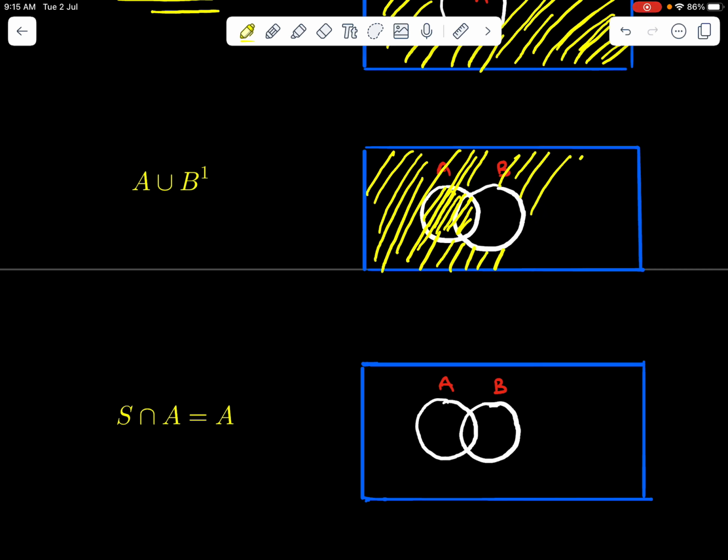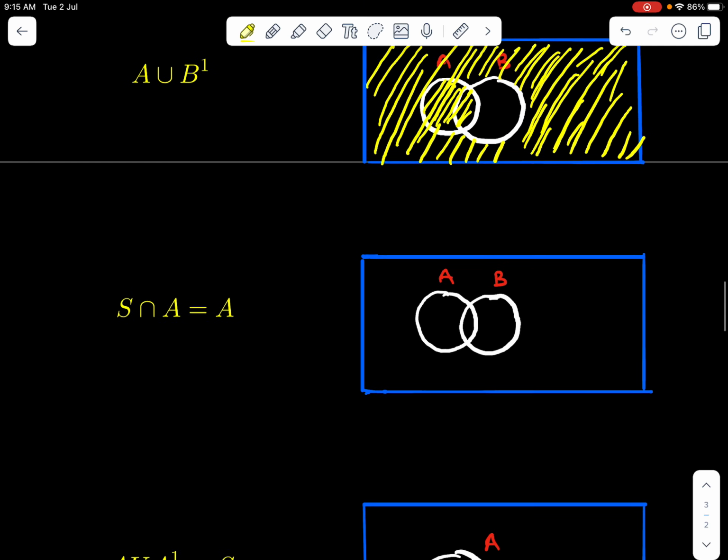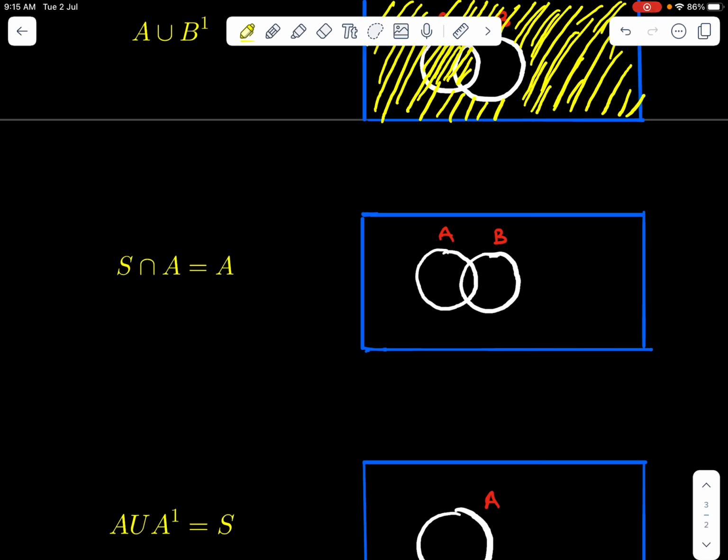Observe here. This is called A union B dash. S intersection A, that is equal to A, only A. This is called the S intersection A.